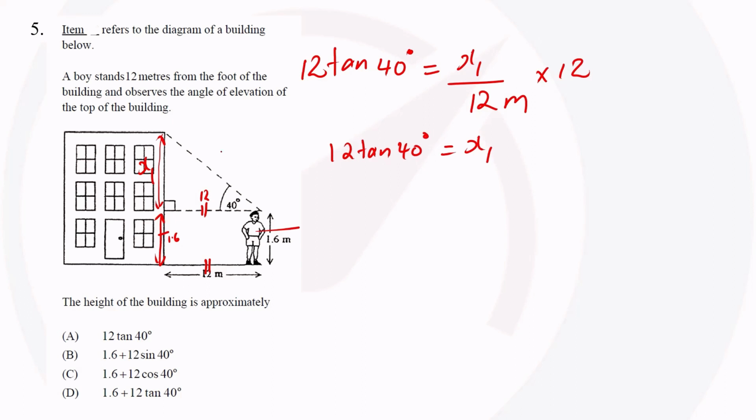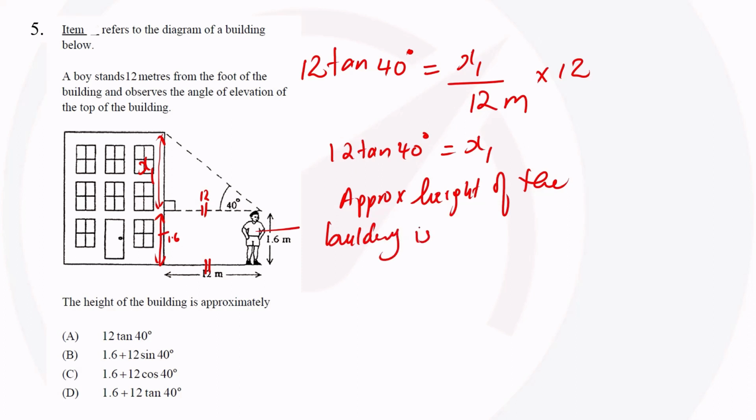So therefore, this is the length of x1. So the approximate height of the building is going to be the 1.6 meters plus the 12 tan 40. Alright, so which one matches? So the 1.6 plus 12 tan 40, our answer would be D.